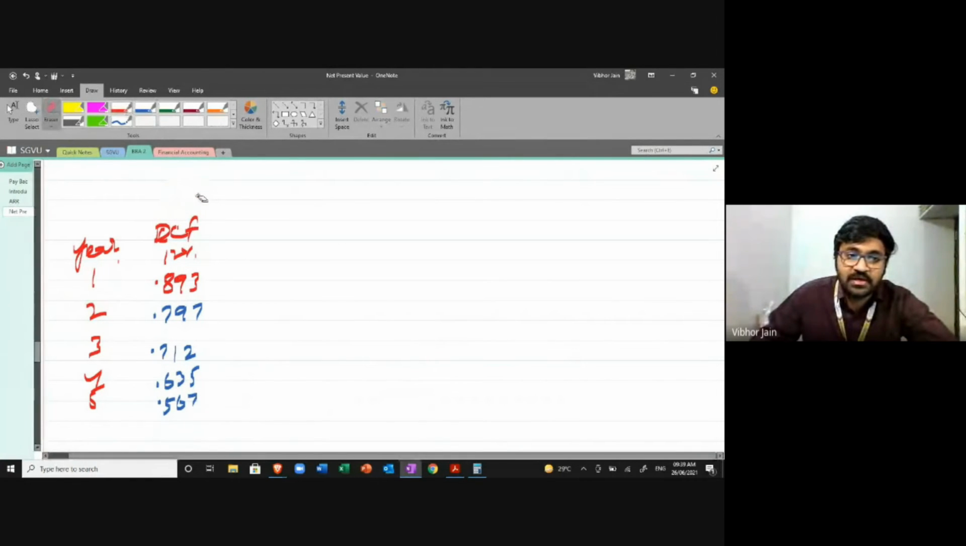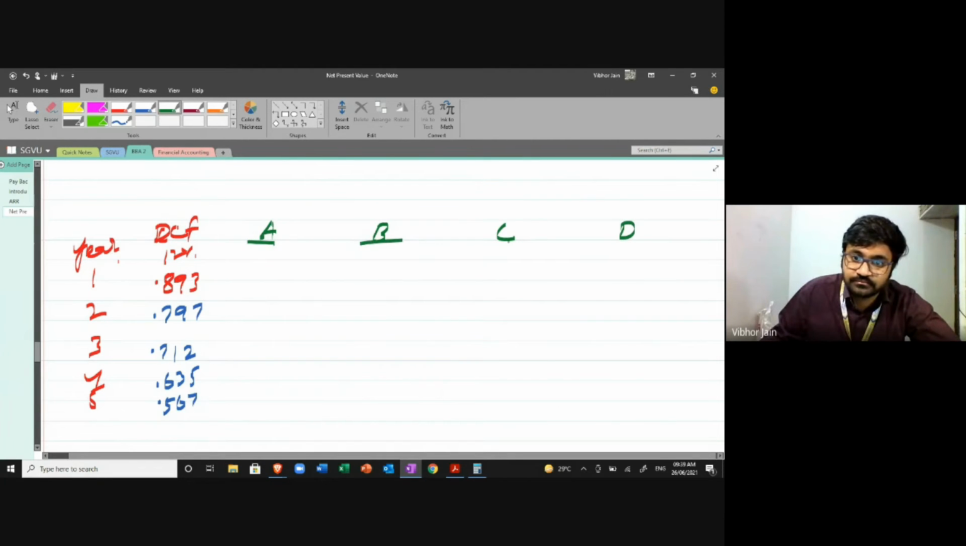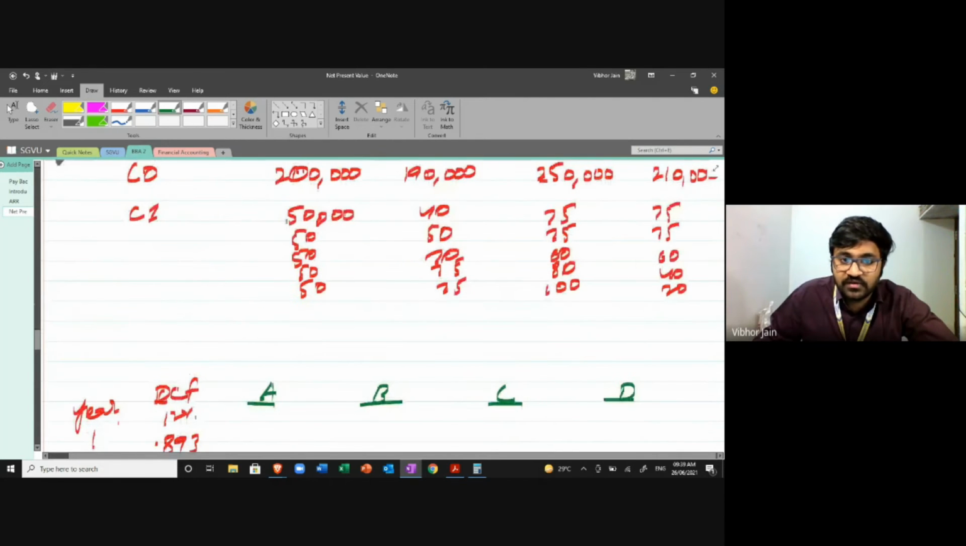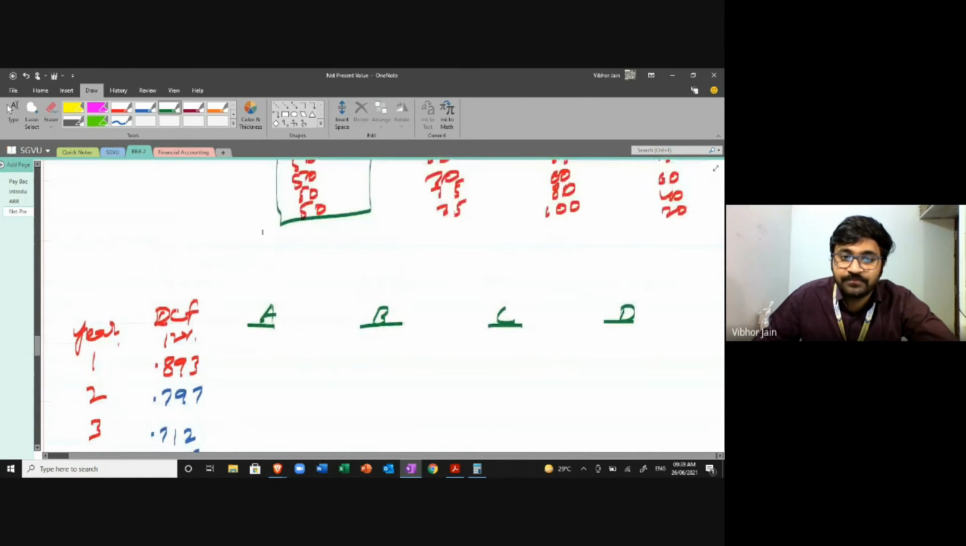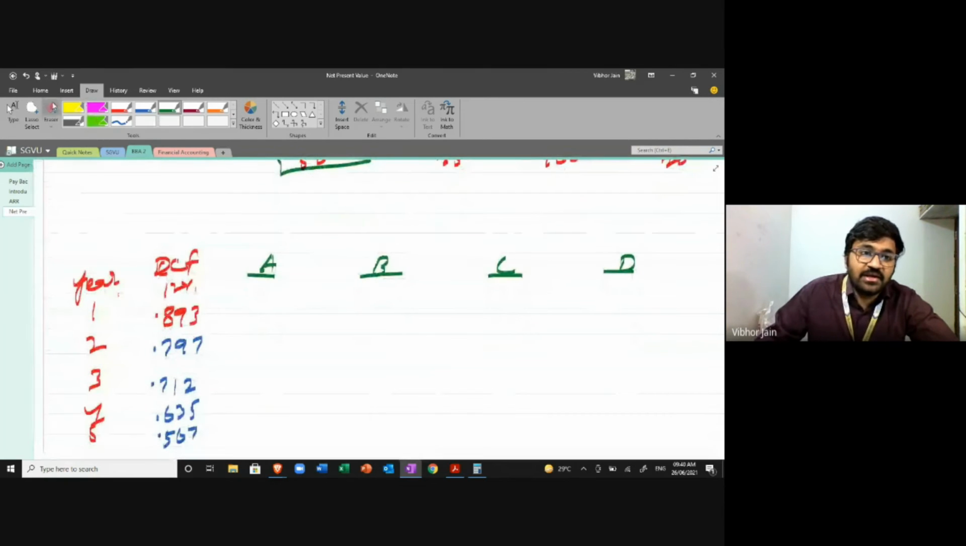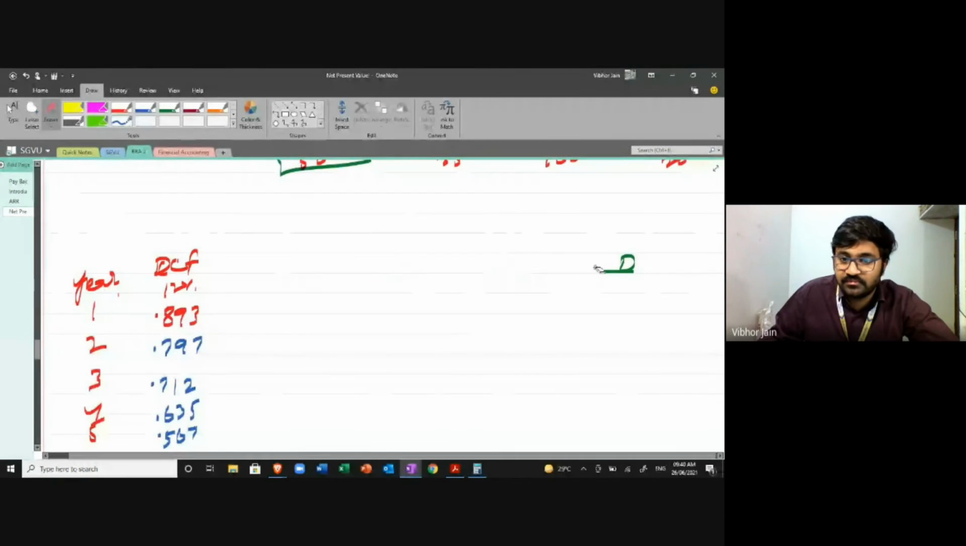We don't need to calculate separately for all of these. We can calculate them at the same time. This is my discount factor. This is project A, this is B, this is C, this is D. For project A, the inflow is the same 50,000 for 5 years. So I'm directly multiplying. Would it be okay, or do I have to show it to you? Still, never mind. Let's take it very easy, very basic.